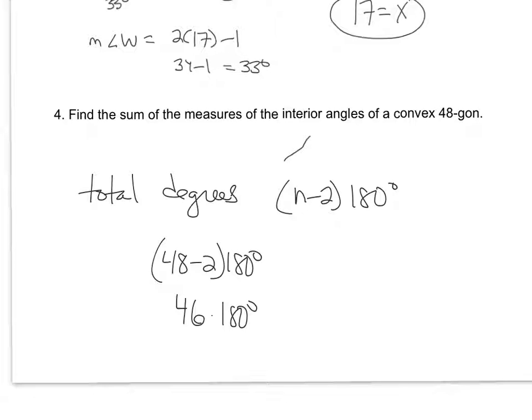46 times 180 will give us 8,280 degrees. So quite a lot of degrees, but we have, again, 48 angles, so quite a bit. It doesn't tell us to find each one, and it doesn't say it's regular, so we don't know that they're all the same. So we really just know the total degrees.